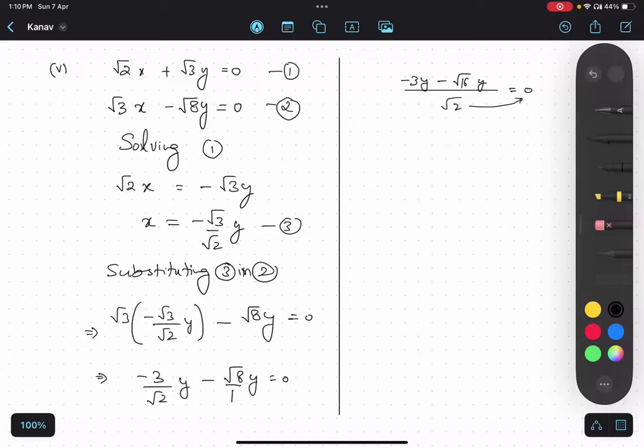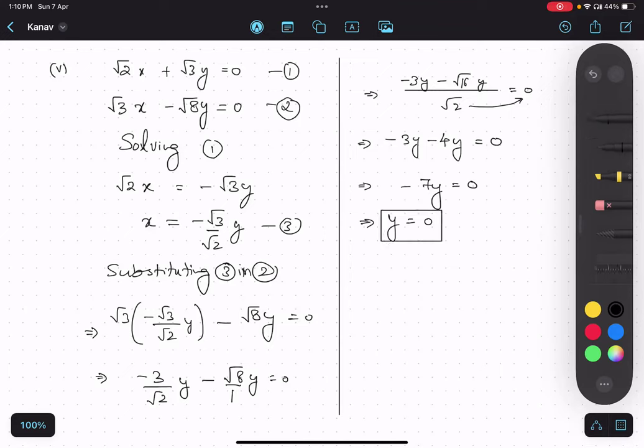Root 16 is 4, so 4y. Minus 3y minus 4y equals to 0. Minus 7y equals to 0. So y equals to 0. Understood why y equals to 0? Yes.